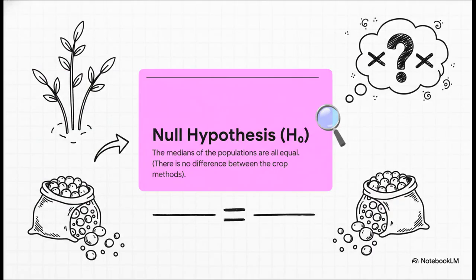So, before we get our answer, we have to state our default assumption. It's called the null hypothesis. We start by assuming that the two methods are the same, that there's no real difference in their median yields. Our test is designed to see if we have enough evidence to challenge that assumption.